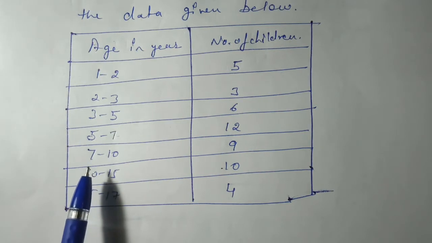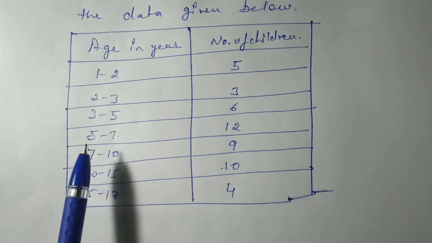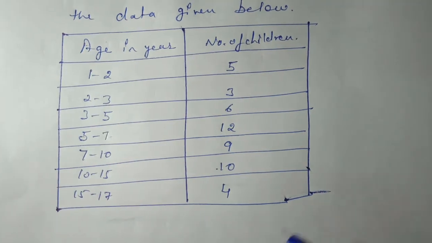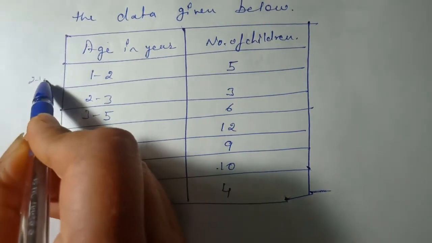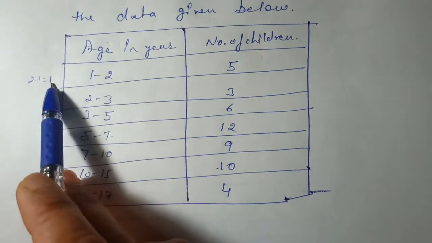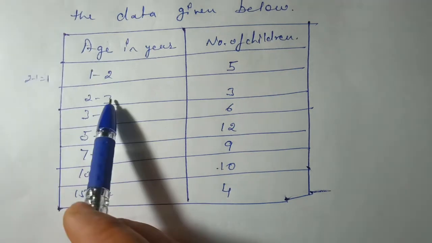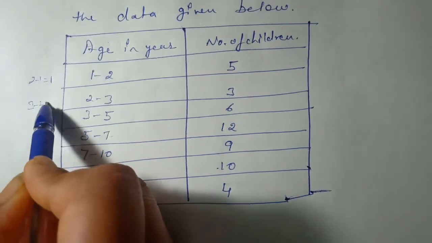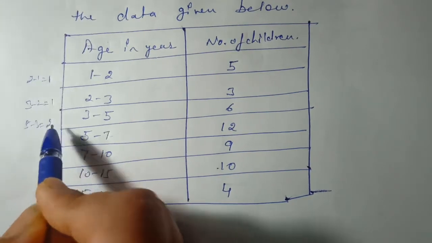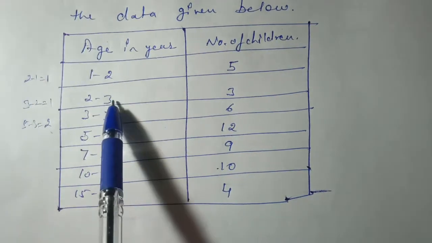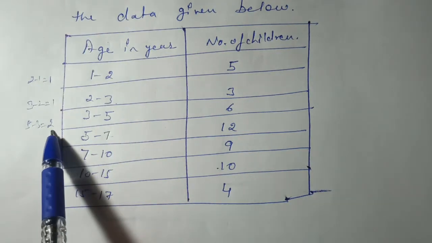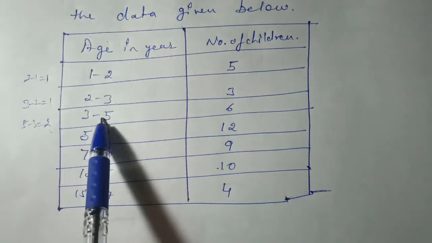One more thing we have to observe is the class size. Here if we subtract 2 minus 1, it will be equal to 1. Here is a class size of 1. Class size means gap. 3 minus 2 is also equal to 1. Here 5 minus 3 is equal to 2. Now in these two class intervals we have a gap of 1, but in the third we have a gap of 2. It means here the class size differs.